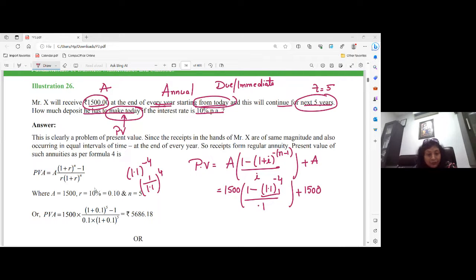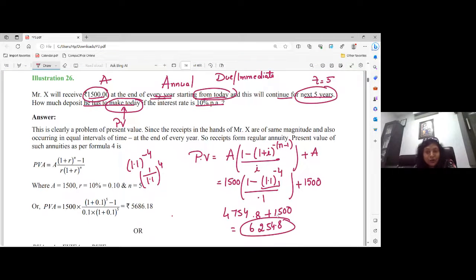So first we have to subtract from 1. Then divide by 0.1 and multiply by 1500. So this becomes 4754.8, plus 1500. So your answer is 6254.8. This will be the present value.